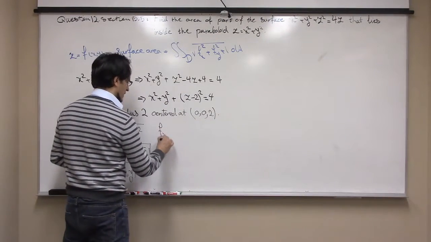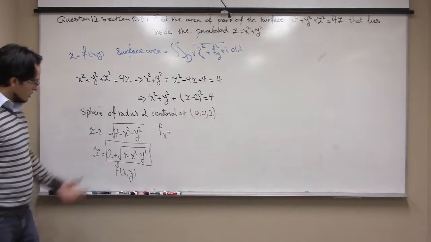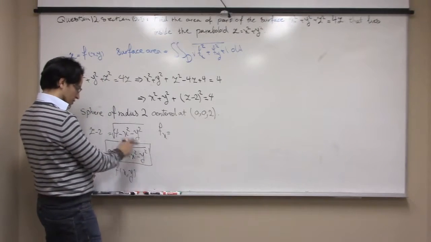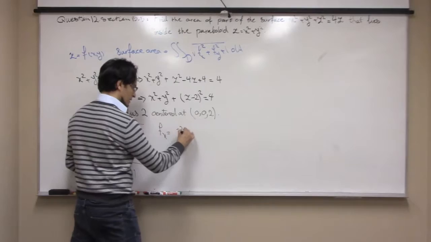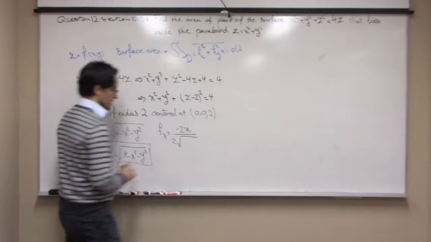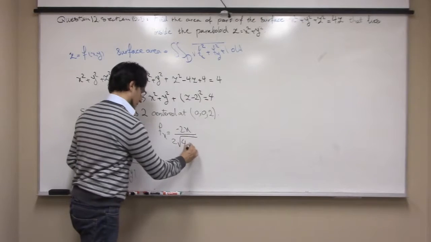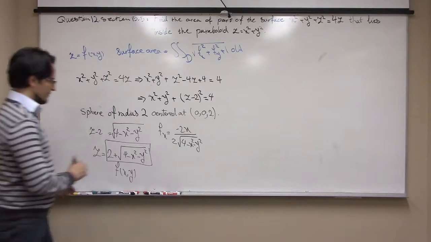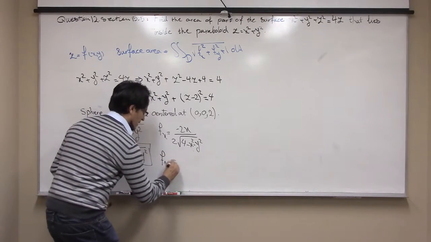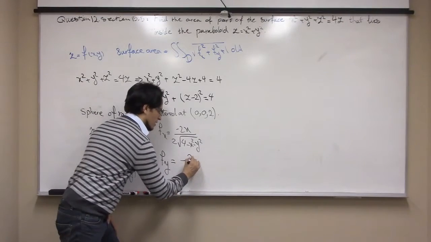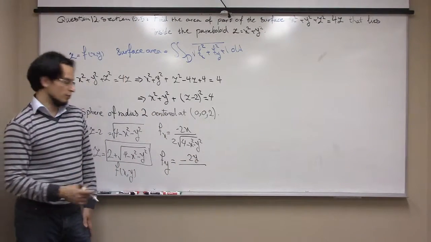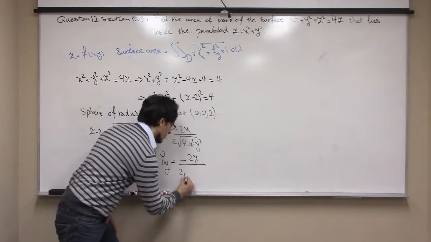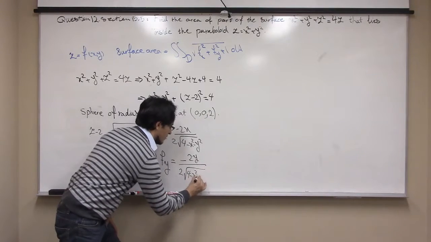Now I have to find fx first. I have a square root, and the derivative of a square root function is the derivative of the inside over 2 times the square root of the function. So that's negative x over the square root of 4 minus x squared minus y squared. That's my fx. fy is the same thing. You can use the chain rule for the power rule, and you get that: negative y over the square root of 4 minus x squared minus y squared.